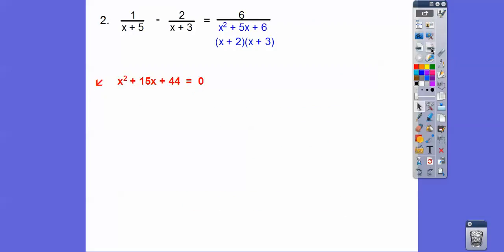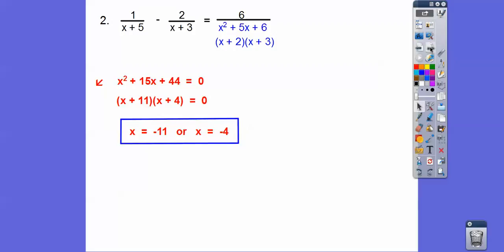Now we're going to factor that. The reason I left the problem up above is so we can check: we can't get negative 5, we can't get negative 3, and we can't get negative 2. If we get any of those with these answers, we've got to get rid of them. Factors of 44 are 11 times 4, and those are the pair that adds to 15. When we set this equal to 0, we get negative 11, and when we set this equal to 0, we get negative 4. Those are both safe answers, so those are good.